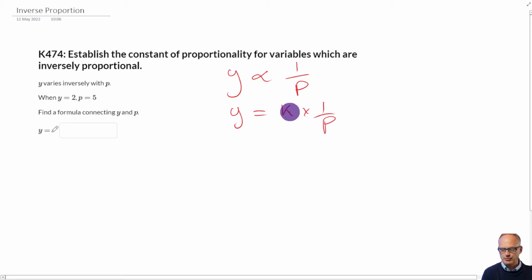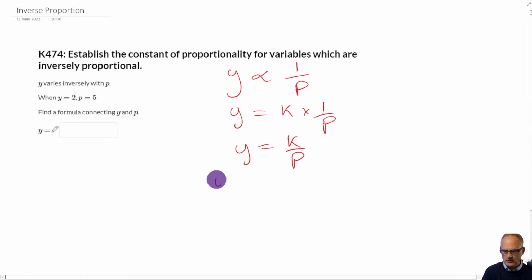That's my constant of proportionality. That's what makes it proportional to the inverse, 1 over p. And that is better written, if you times this out, you get k over p. Now, that is not my equation because I've got this k that I need to find, and I've been given these initial conditions to find k.